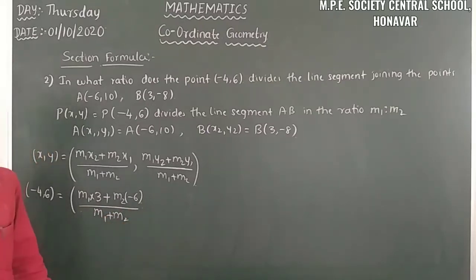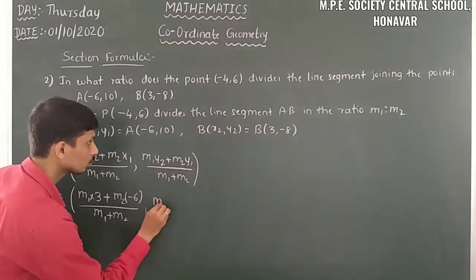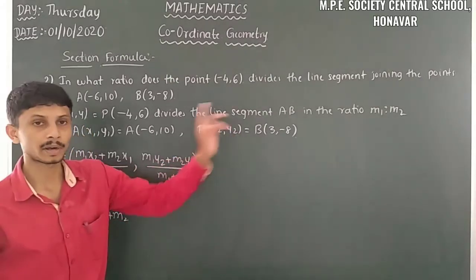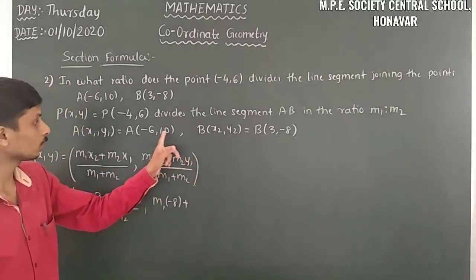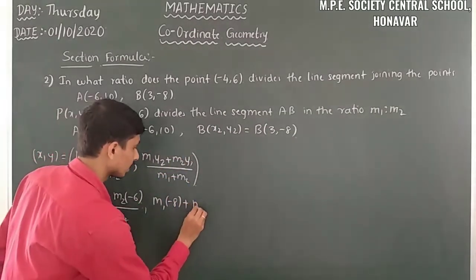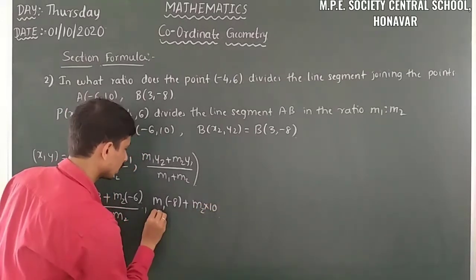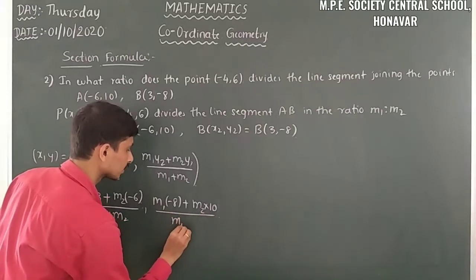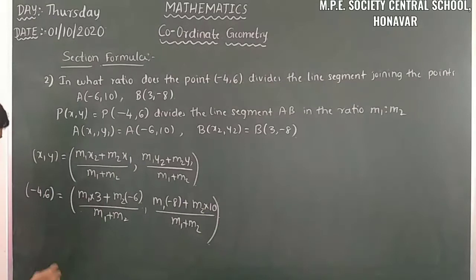We don't know the value. Then here M1 into y2, it is minus 8, plus M2 into y1, it is 10, M2 into 10, divided by M1 plus M2. So let us simplify.